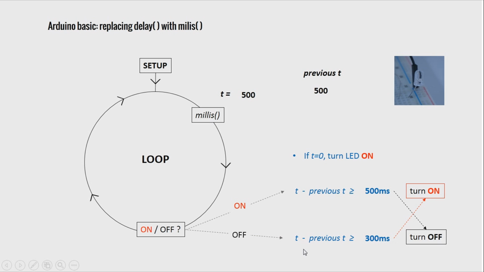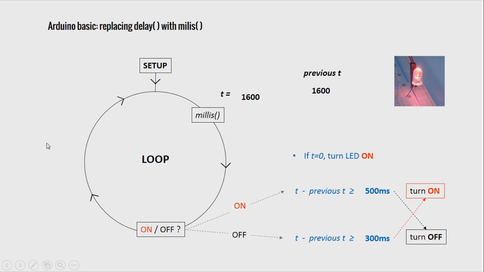The loop will go on and keep checking whether we have reached 800 milliseconds or not. At 600, nothing happens. 700, and then at 800, it will be turned on. Then at 1300, it will turn off again, and then turn on at 1600, and so on.